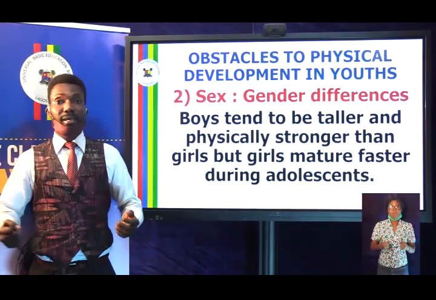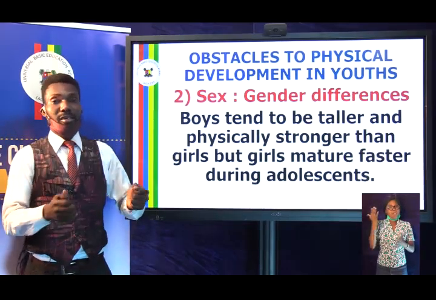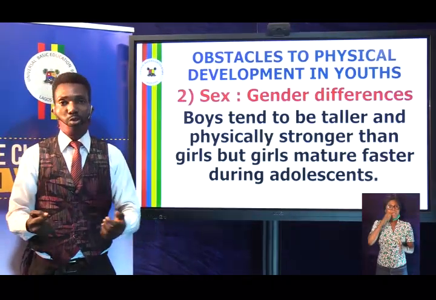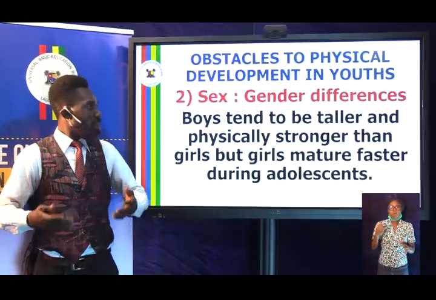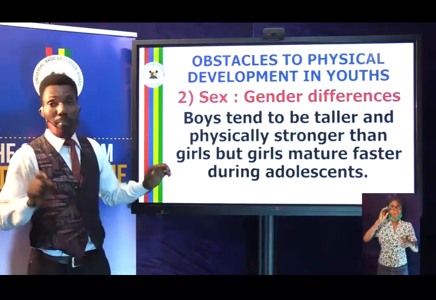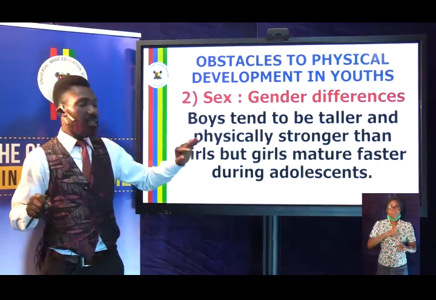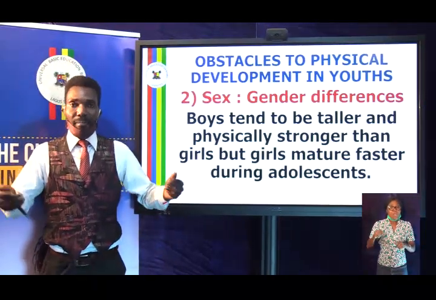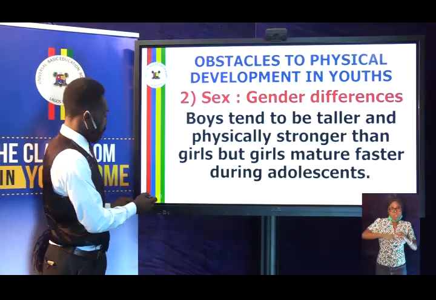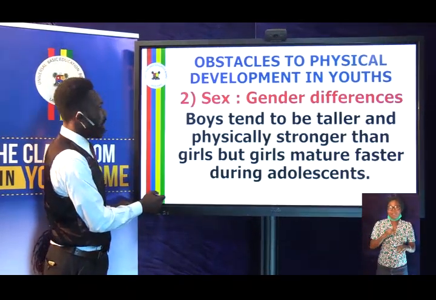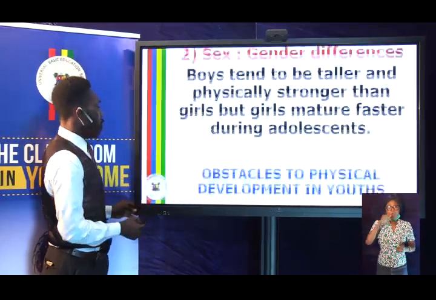That's why there are some jobs that girls will not have the power to do, but boys will get there and easily carry it, because they tend to be stronger than girls. But when girls reach a certain age, they grow faster and bigger than boys. That's another obstacle to physical development. It determines how the boy or girl grows.